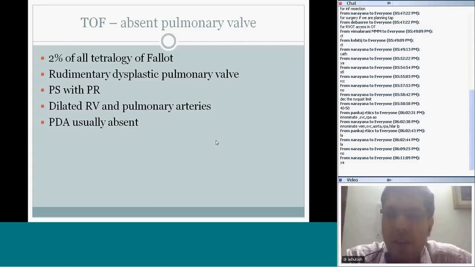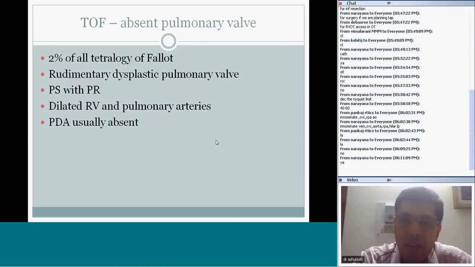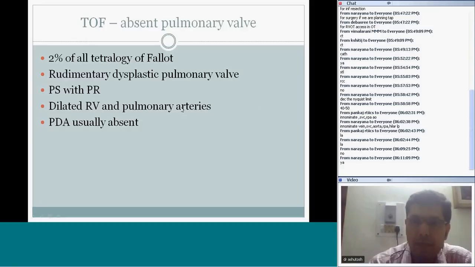Okay, coming on to another variant, TOF pulmonary valve. Here, basically, what we find is a rudimentary and dysplastic pulmonary valve. There is an element of conduit stenosis and pulmonary regurgitation. So what we have is a patient who has PS with PR, which leads to dilatation of the right ventricle and a huge pulmonary artery. And PDA is usually absent in this variant of pathology.